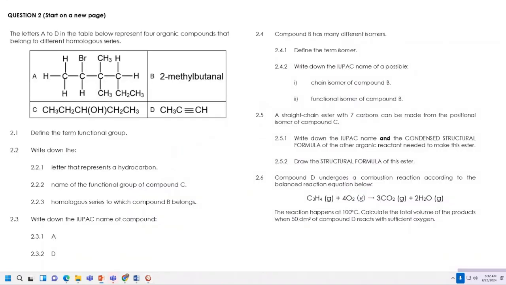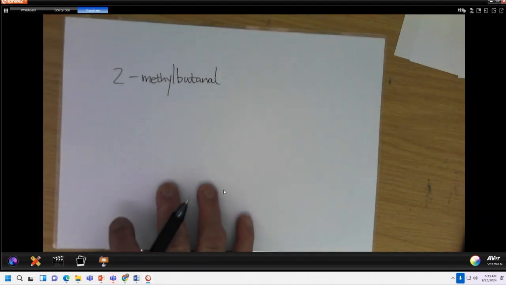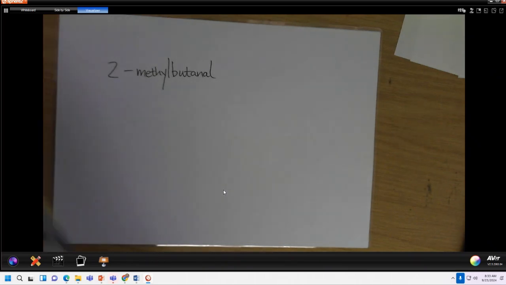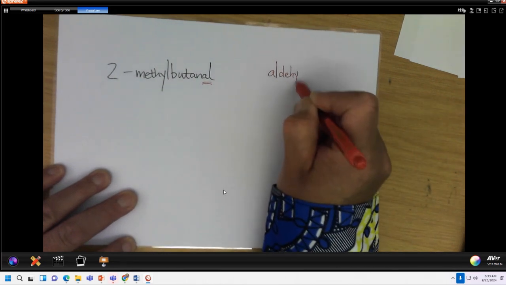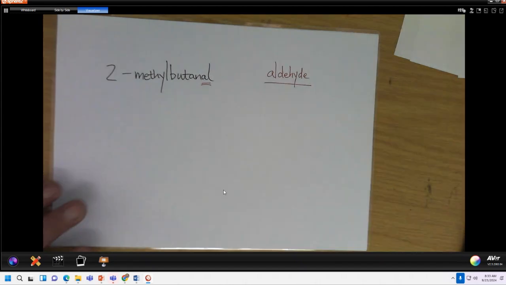The next question says, write down the IUPAC name of a functional isomer of compound B. Now remember, the functional isomers work in pairs, one can say, right? Functional isomers work in pairs. Now compound B, remember, was 2-methylbutanal. All right. 2-methylbutanal. This is the al, which represents the aldehyde. It's an aldehyde. That's the homologous series to which this belongs.